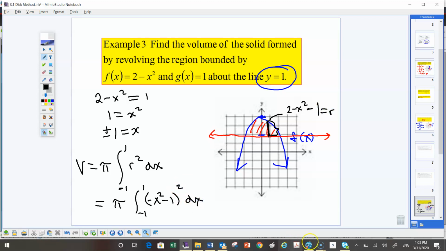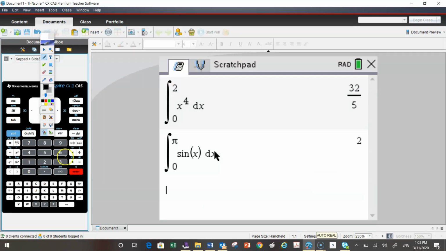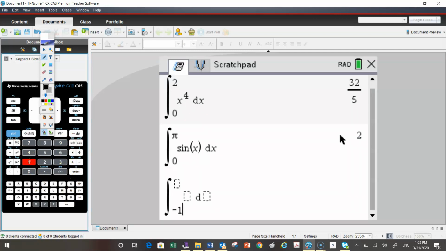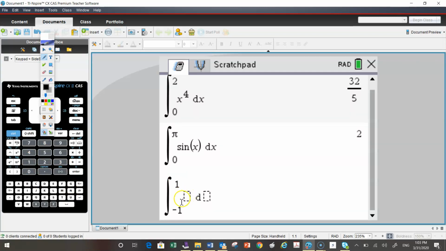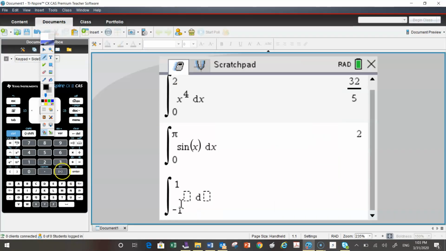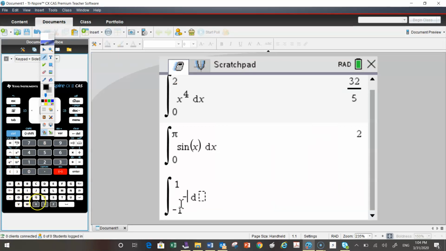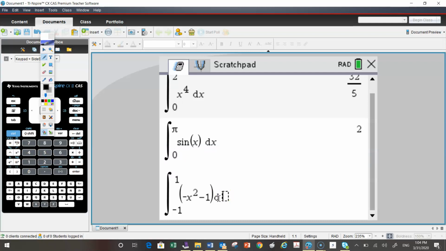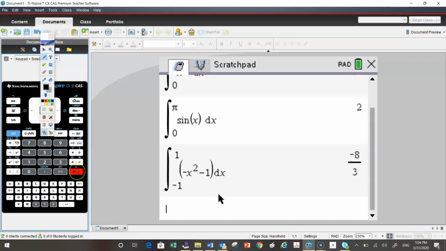So now we'll go back to our calculator. And again, hopefully it cooperates this time. So I have the definite integral going from -1 to positive 1. And my integrand was negative x squared minus 1. So negative x squared minus 1, and I'm integrating this with respect to x, and that works out to be negative 8 pi over 3, which can't be possible because I can't have a negative.